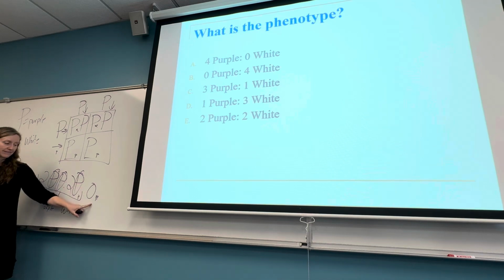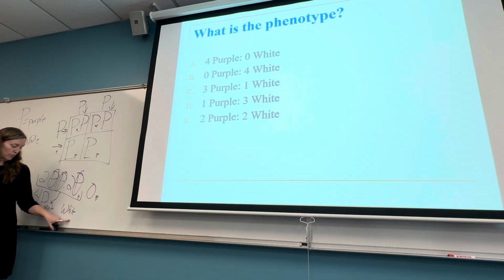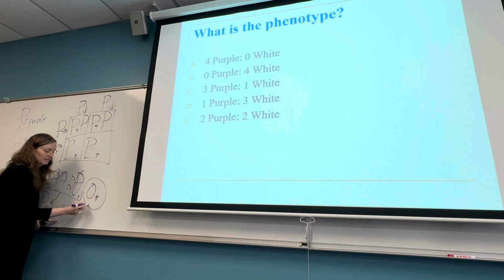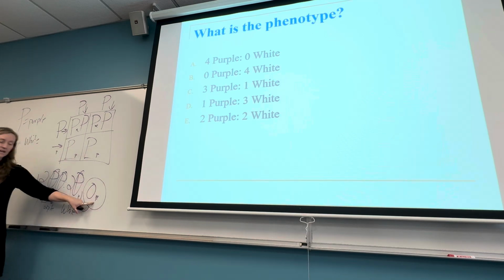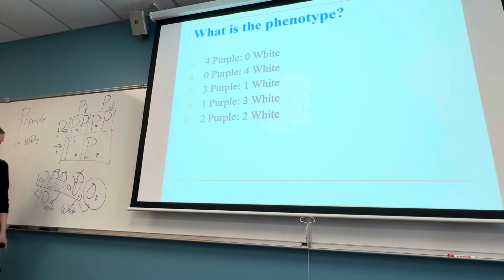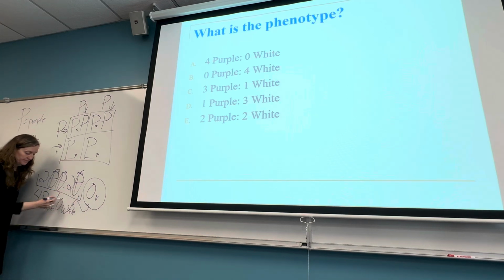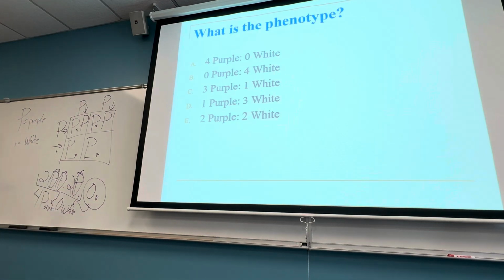The only individuals who are going to show the recessive phenotype are going to be homozygous recessive. And we have 0. That's funny, I picked out a purple marker for this too. So our phenotypic ratio is going to be A, 4 purple and no white. Does anybody have any questions?